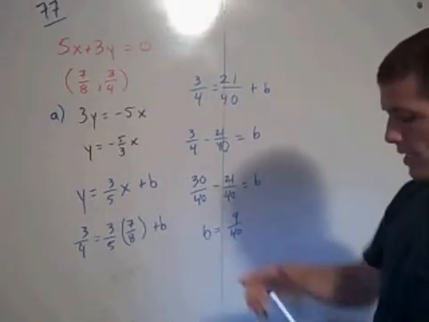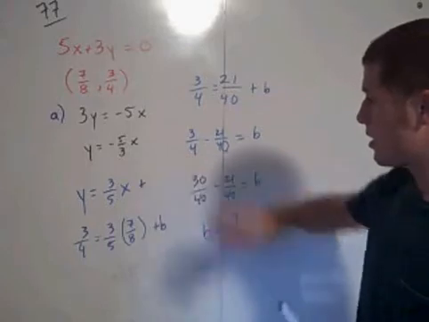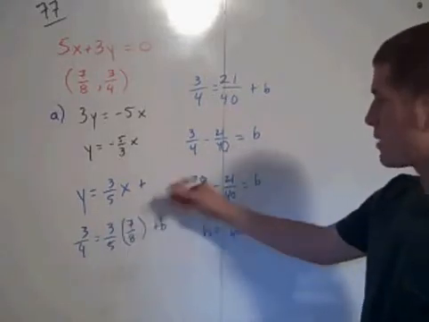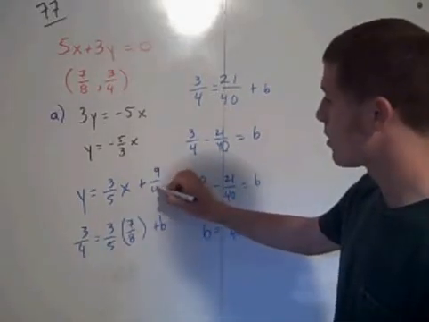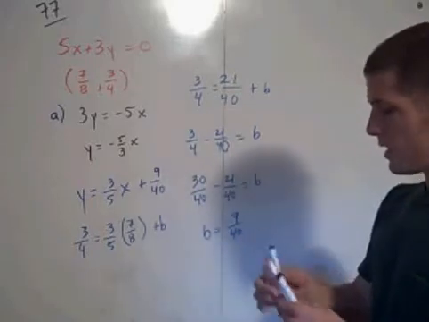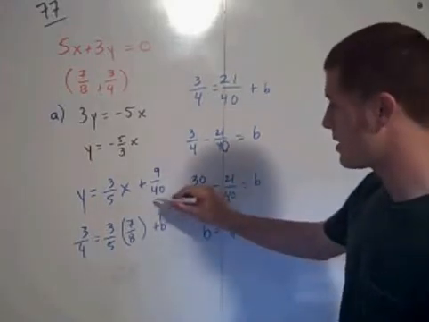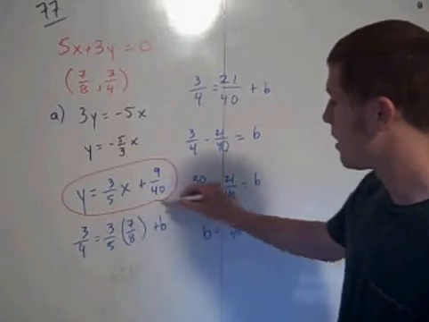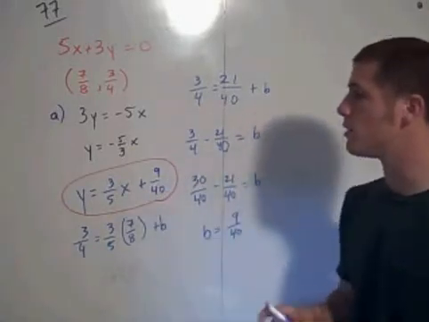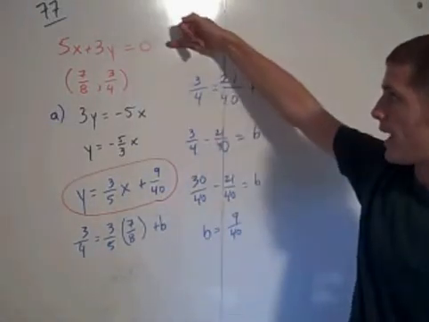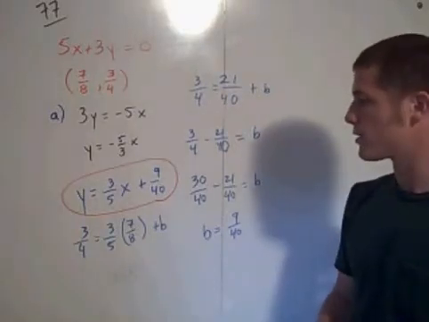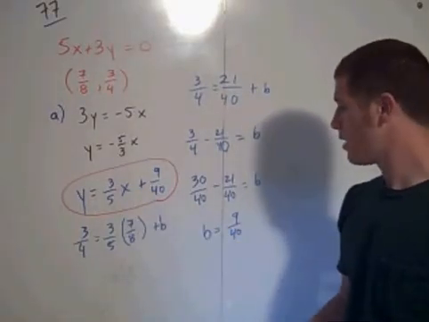Plug that in for b here. So you have y equals 3/5 x plus 9/40. This is the equation of the line that's perpendicular to this line that's through this point. So this was part B.